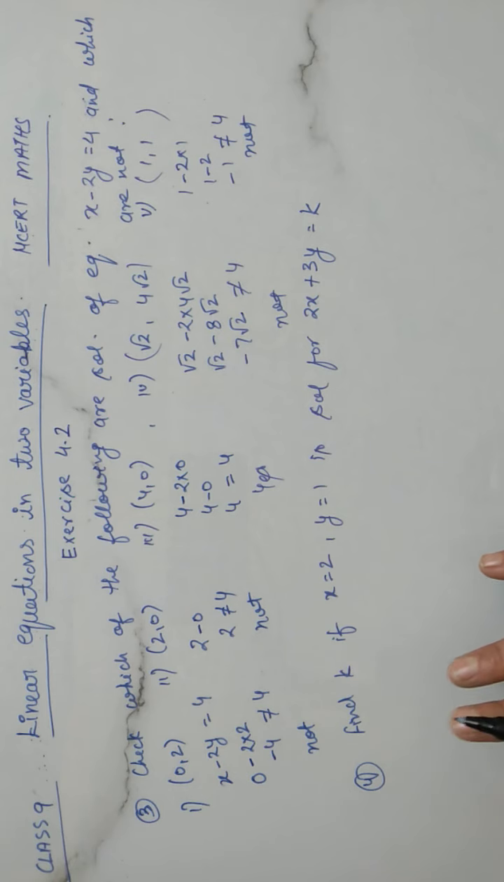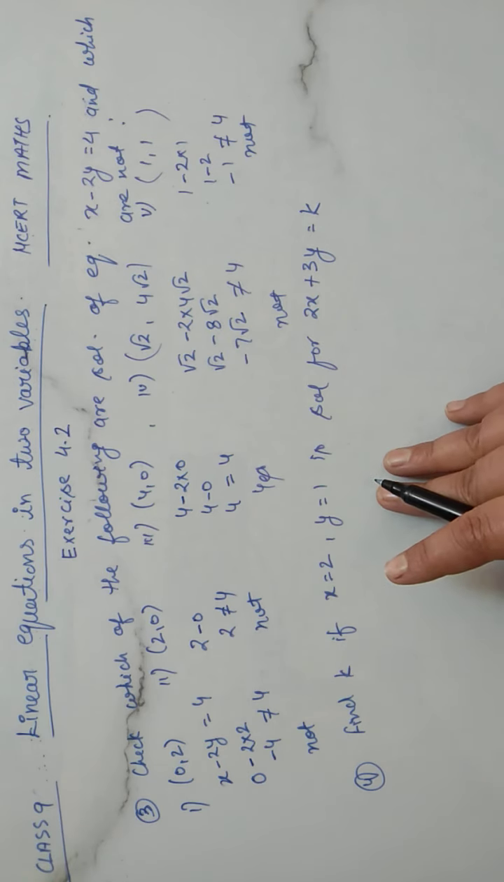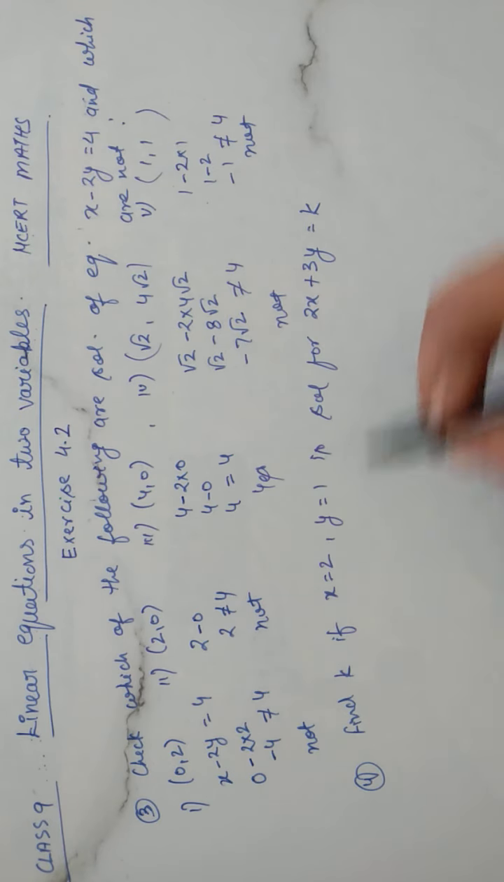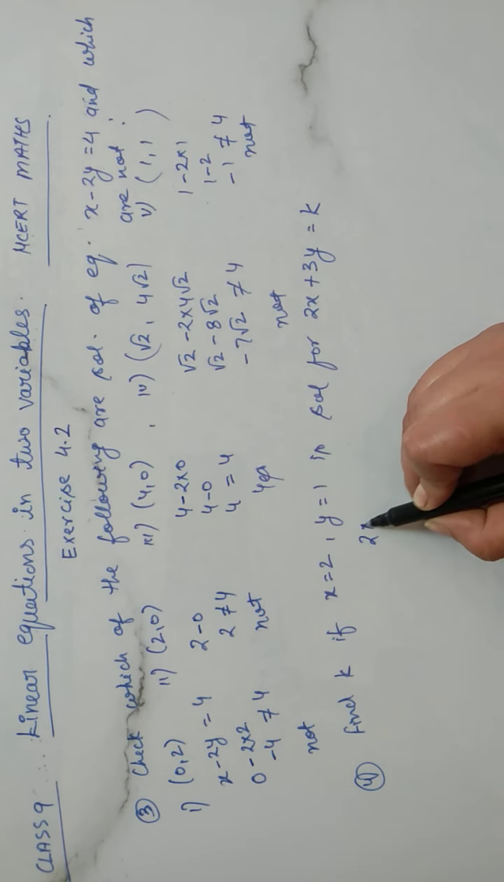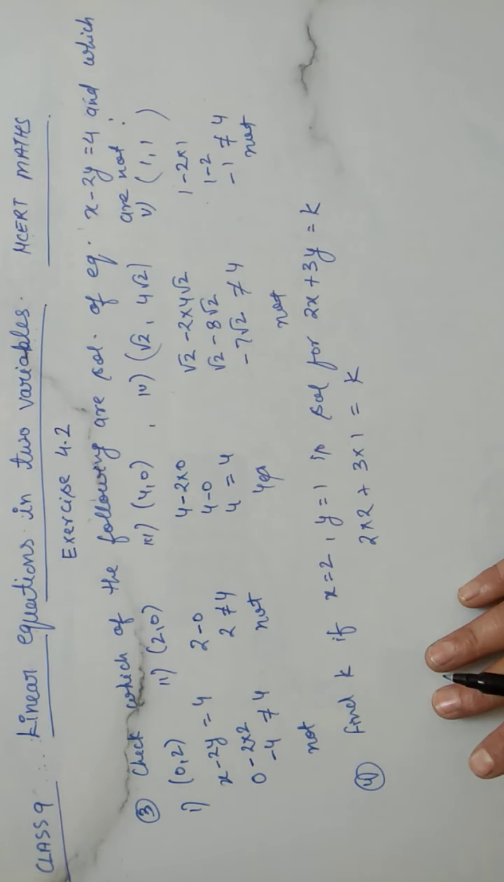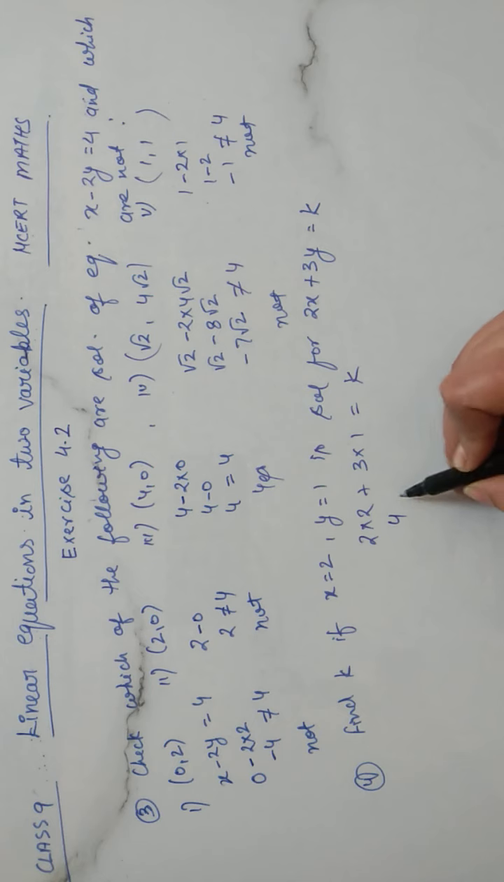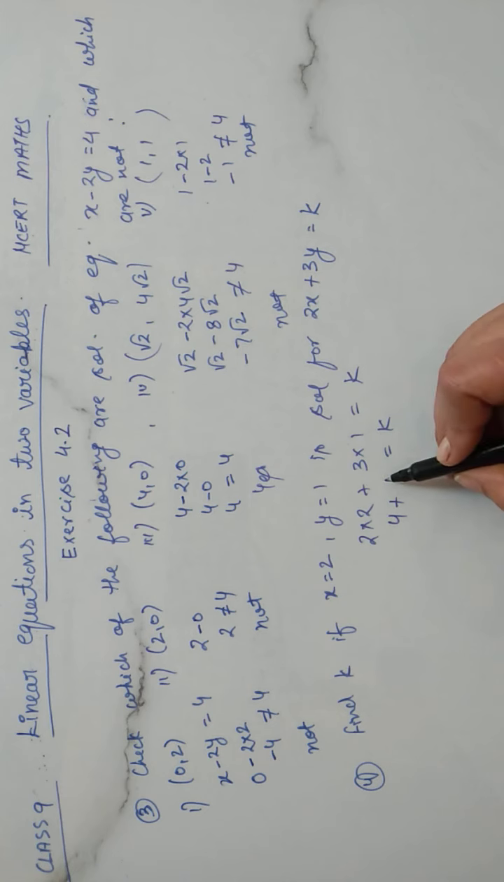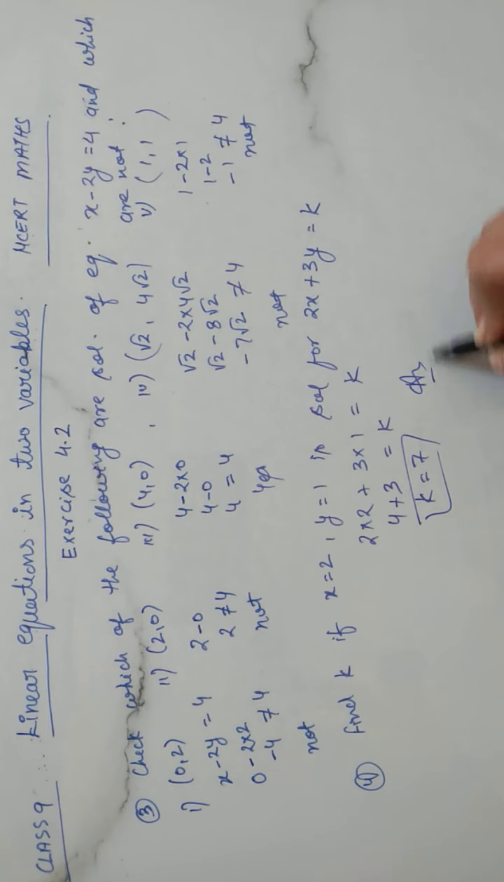Now question number 4 of our exercise. The question is: x is 2 and y is 1 is a solution for the given equation, and we have to find the value of k. Same as in the first question, we will put the values here. 2 into 2 plus 3 into 1 equals k. Simply we are putting the values of x and y in the given equation. Now see, 4 plus 3 equals k. Sorry, 4 plus 3 equals k. So the value of k is 7. So this is all regarding our exercise, that is exercise 4.1 and 4.2.